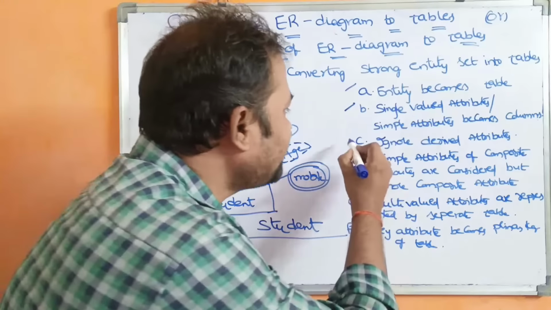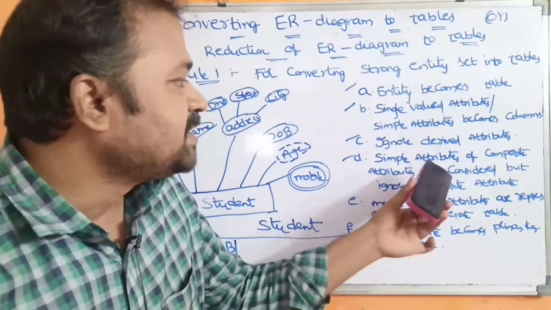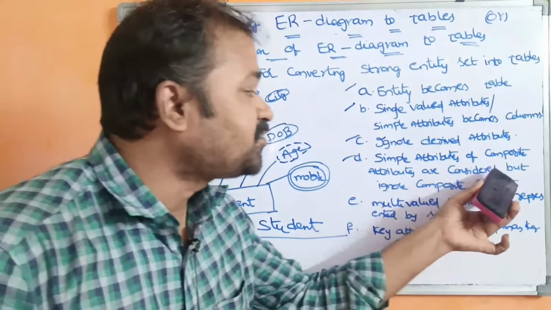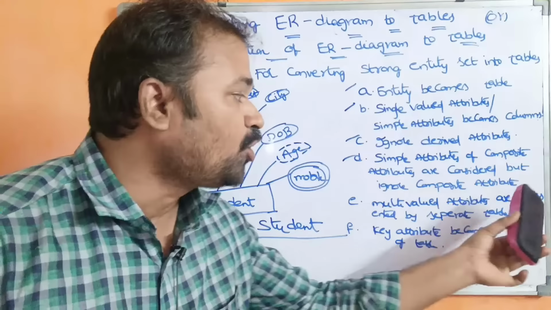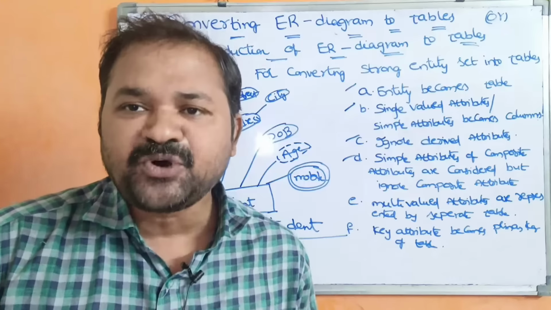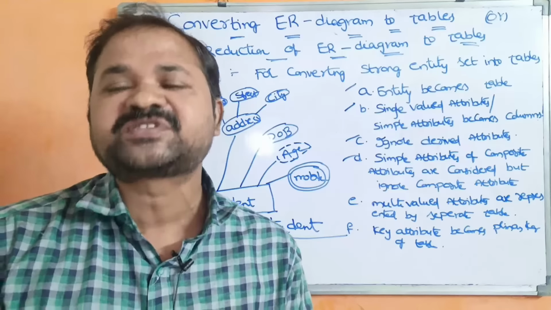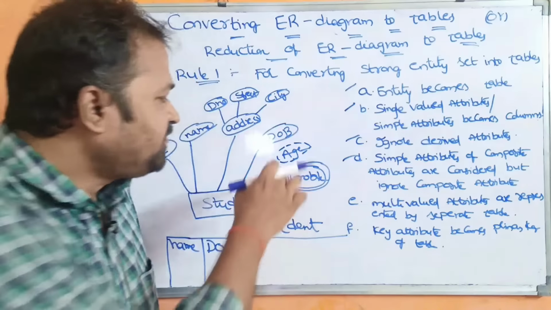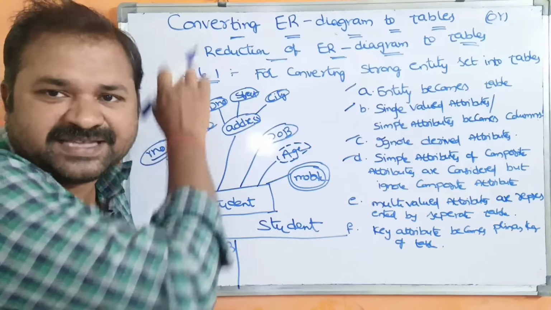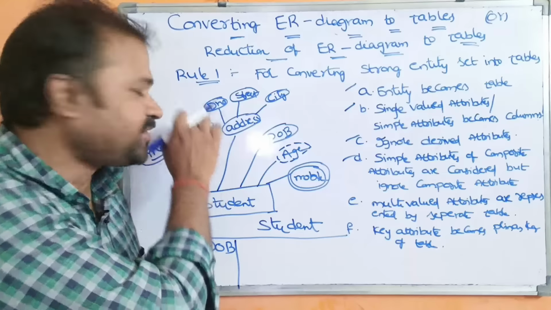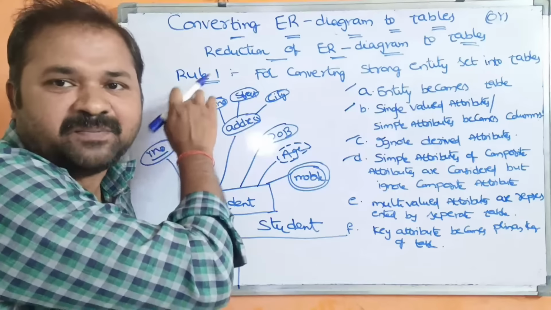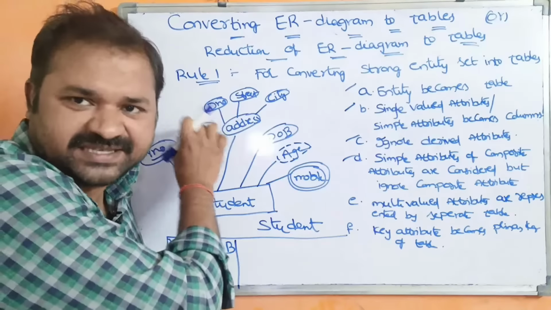Next, simple attributes of the composite attributes are to be considered, but ignore the composite attribute. What is a composite attribute? A composite attribute is made up of several simple attributes. If we want, we can make name a composite attribute also, but name will become a composite attribute only if it has attributes like first name, last name, middle name. But here we don't have such a scenario.